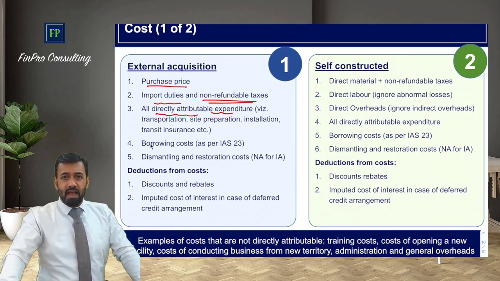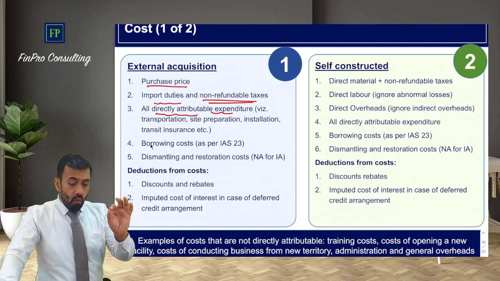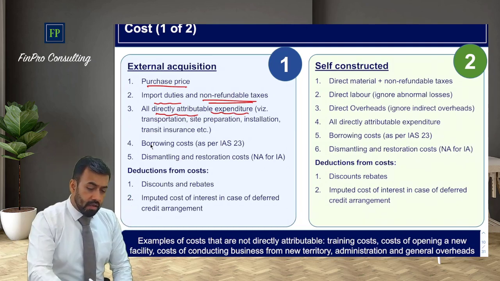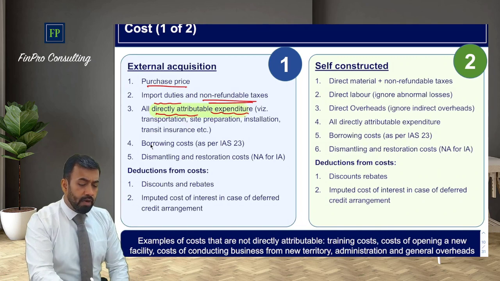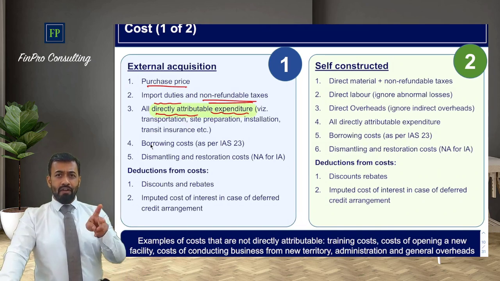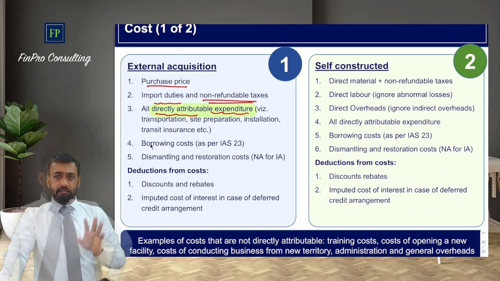Simple. I will tell you once again. What is meant by directly attributable expenditure? You have to check it from both sides, okay?